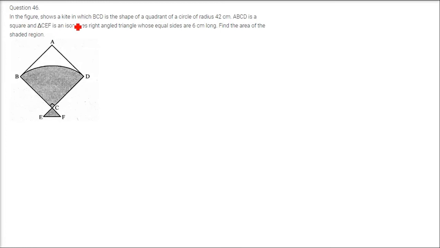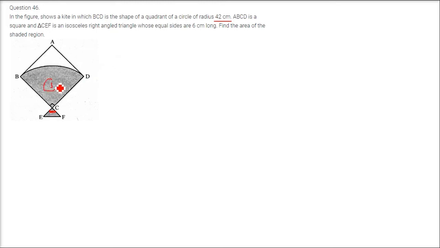In this figure, it shows a kite in which BCD is the shape of a quadrant of a circle of radius 42 centimeter. Now ABCD is a square, and this is an isosceles right angle triangle, because this is 90 degree, whose sides are 6 centimeter long. Find the area of the shaded portion.